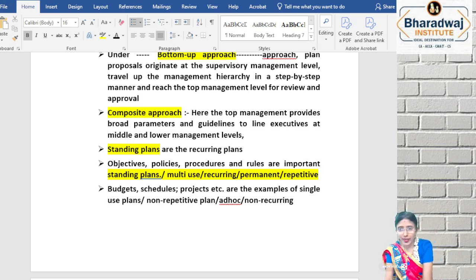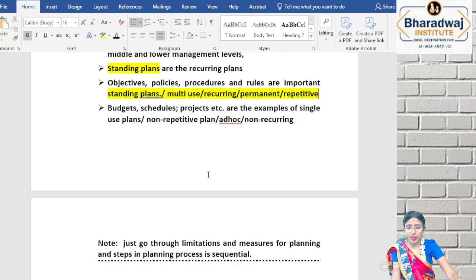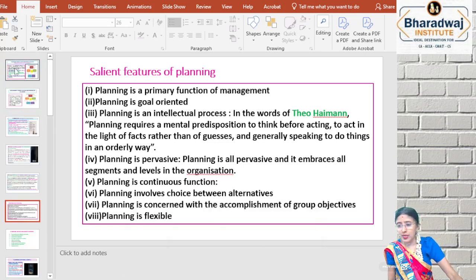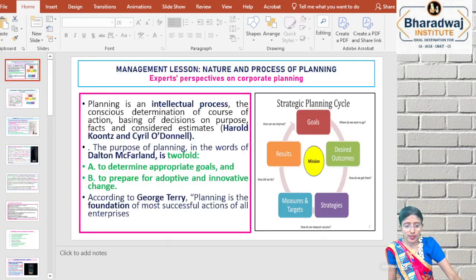Have you got a complete understanding of planning? Till planning, are you clear? Now what you are going to do is just go through limitations. I told you don't spend time on that. Please remember planning process is sequential. Difference between types of planning. Single use, multi-use, types of planning based on time and scope. Okay, so please look at this. You are going to revise this slide completely for the exam.